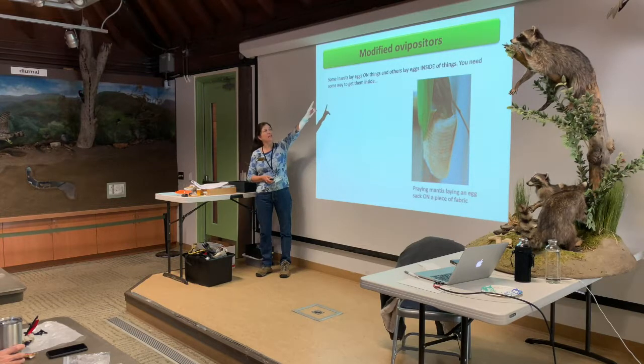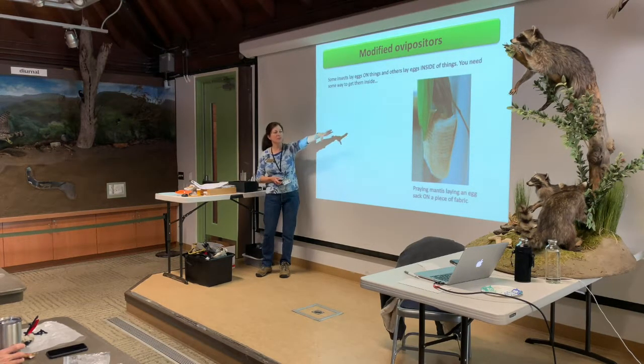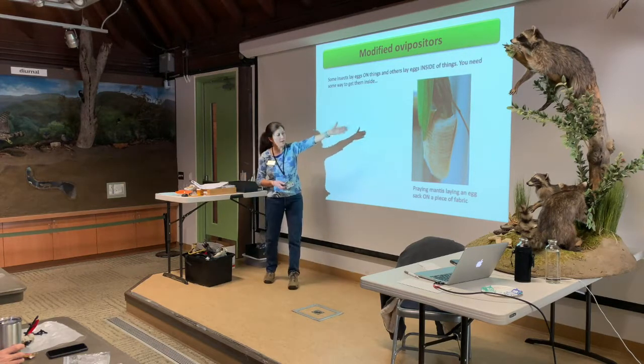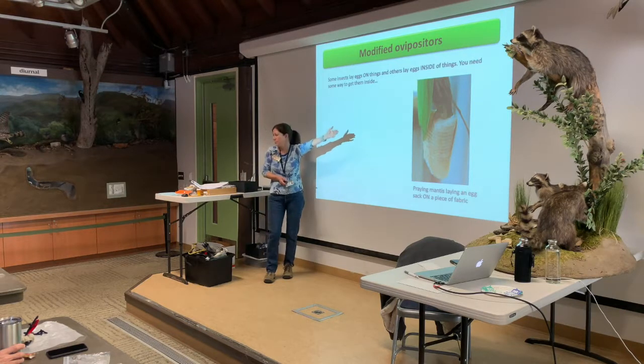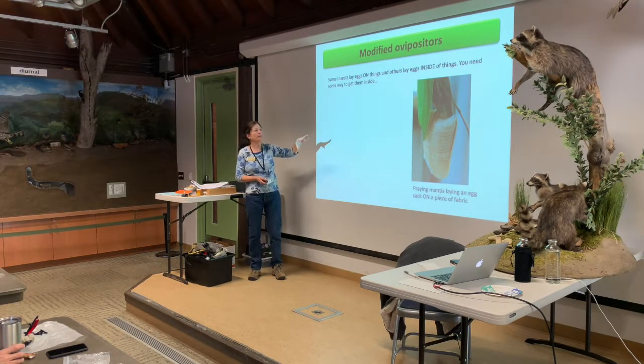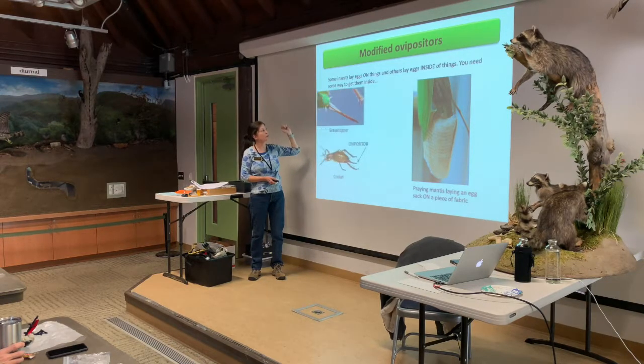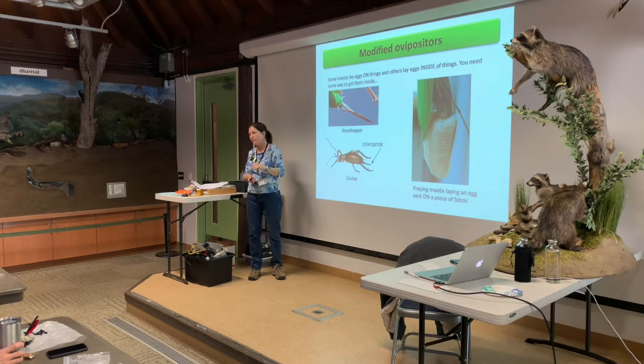So the stinger is actually a modified ovipositor. The ovipositor is for laying the egg. Here's a praying mantis laying an egg sac on a piece of fabric. That's pretty easy, right? Lay it on a piece of fabric. On things is one thing. If you are going to put it in something, you need to have something to deliver it in.